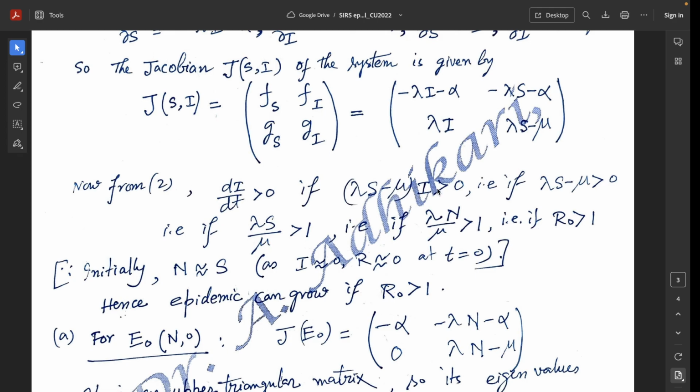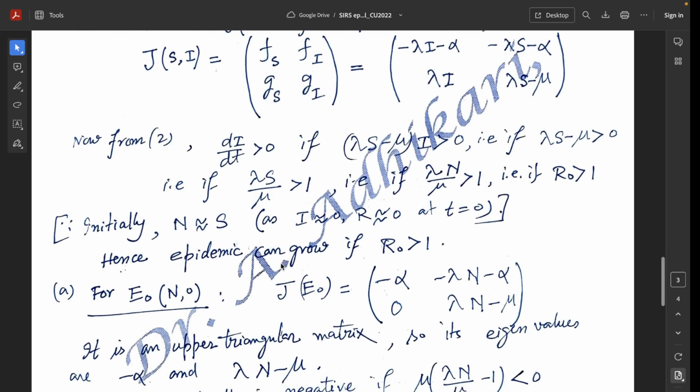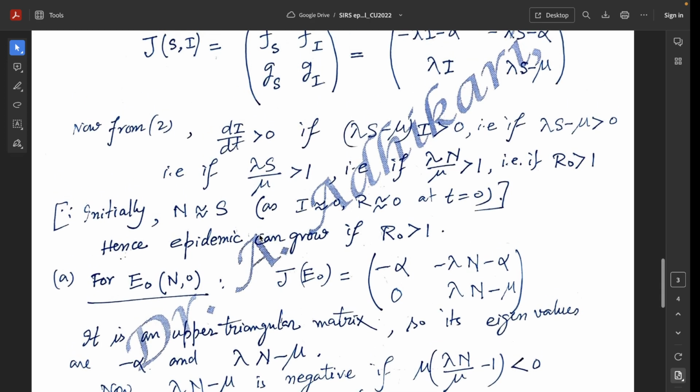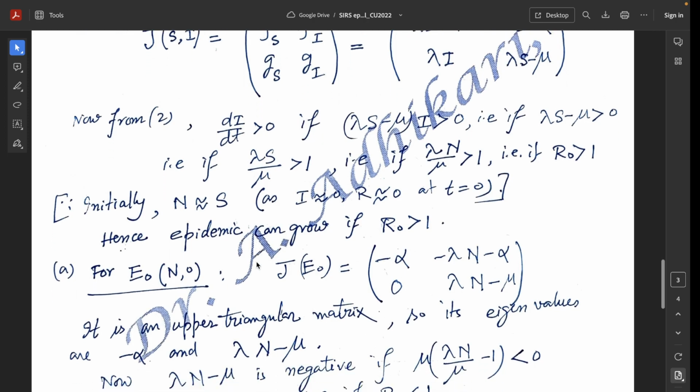(lambda S minus mu) into I is greater than 0. That is, if this is greater than 0, I is obviously greater than 0. So R0 is greater than 1. Initially, when t equals 0, I equals 0 and R equals 0, so n is approximately equal to S. The total population is equal to the susceptible at t equal to 0. So the epidemic can grow if R0 is greater than 1. When R0 is greater than 1, dI/dt is positive, so the epidemic can grow.